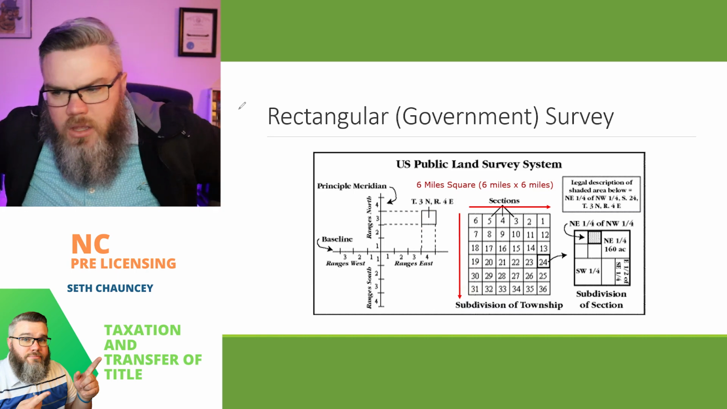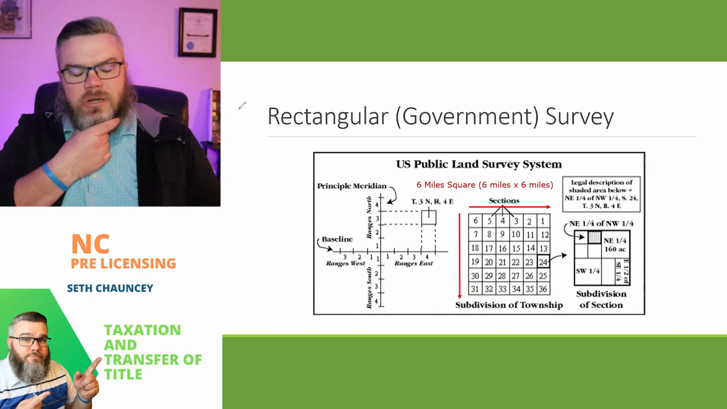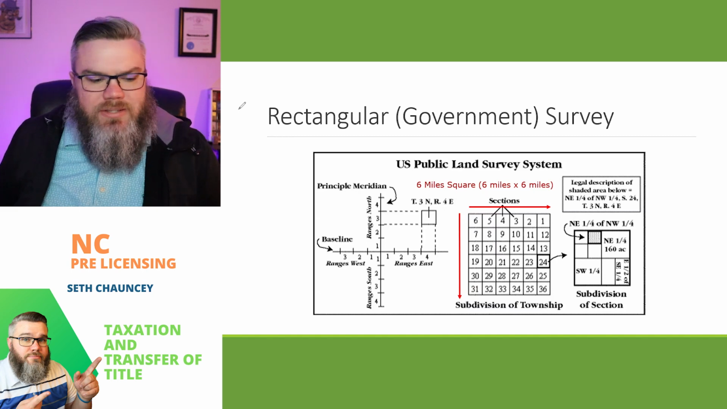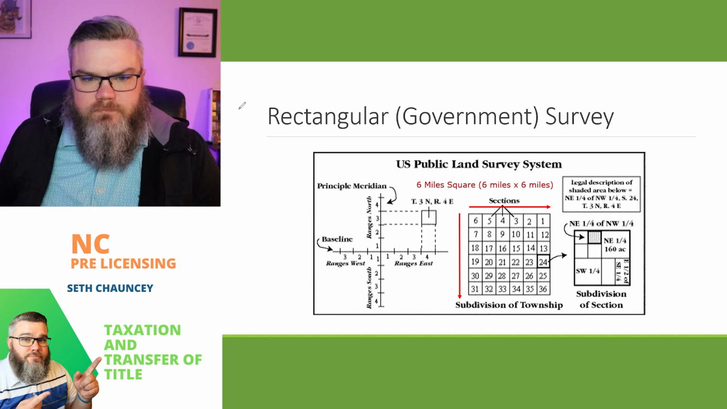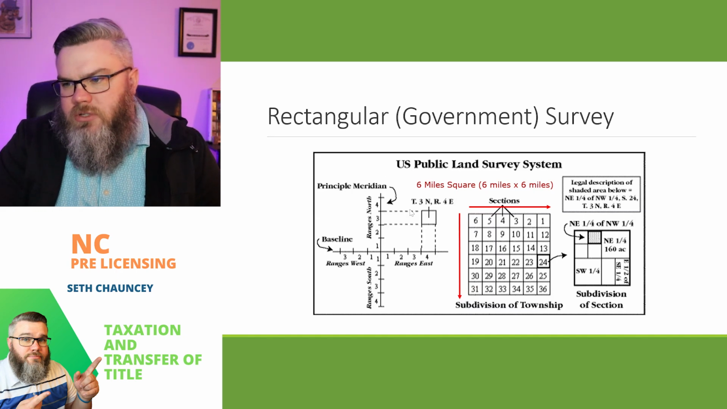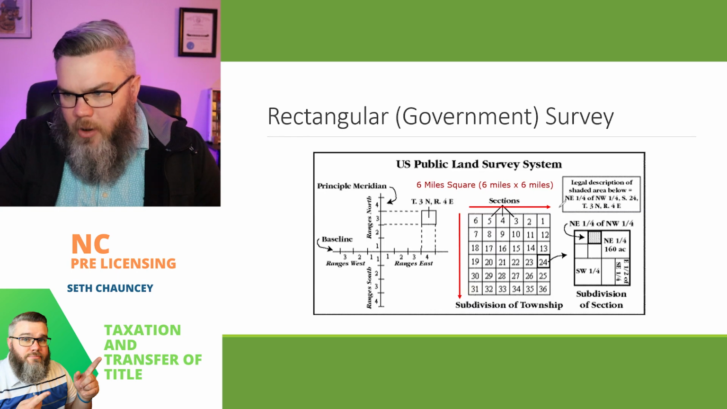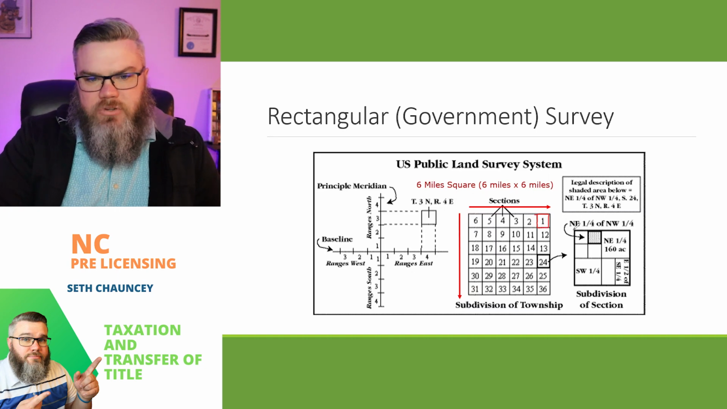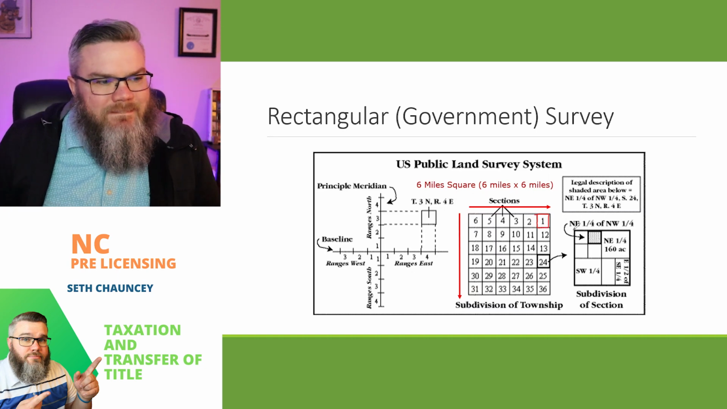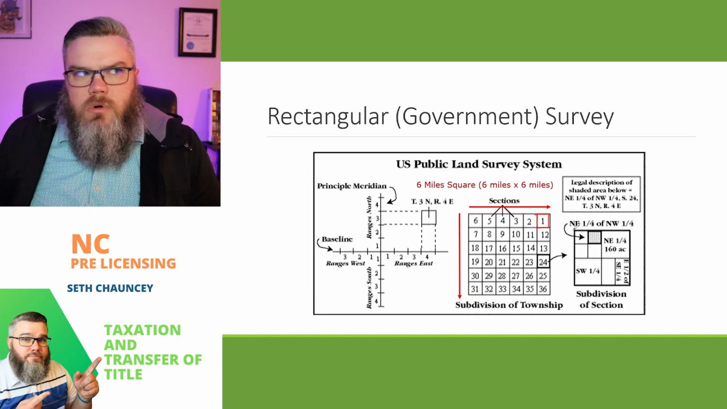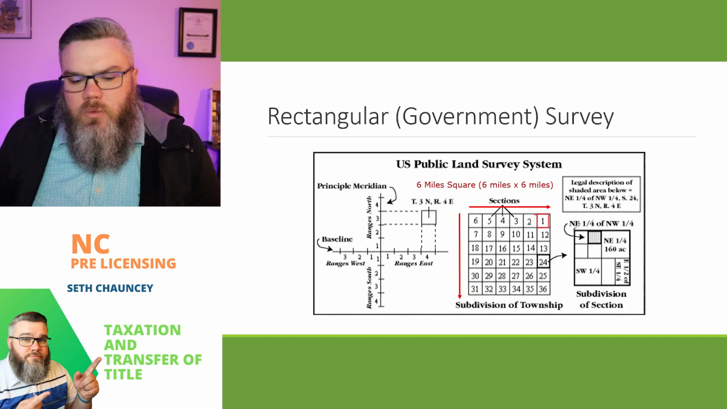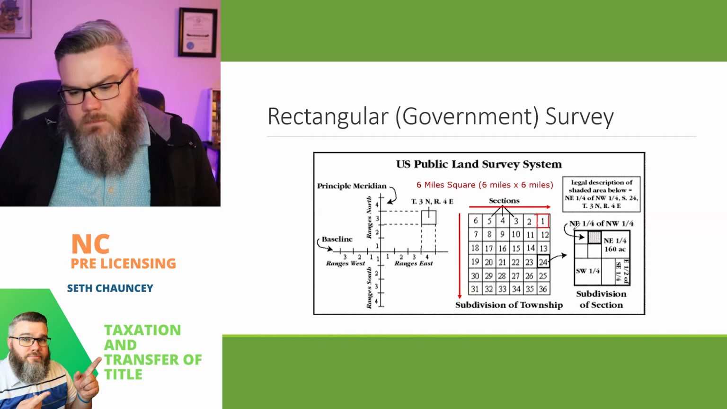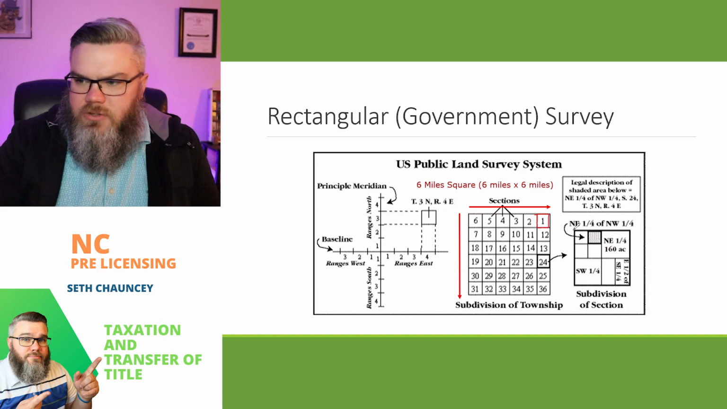Now, there's another number that comes into play that you do need to memorize for this as well, and that number is 640 acres. Every single section, these 1 mile by 1 mile squares, is 640 acres within it. Every single section. Well, how many square feet did I just say was in an acre? 43,560. So I want to show you something cool.